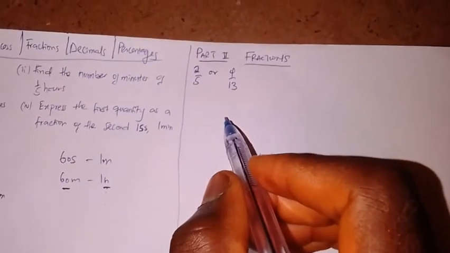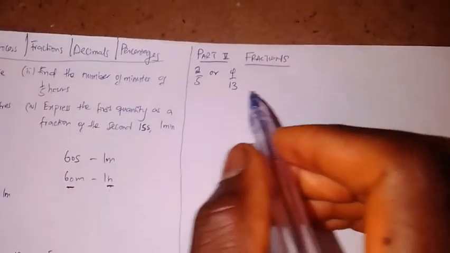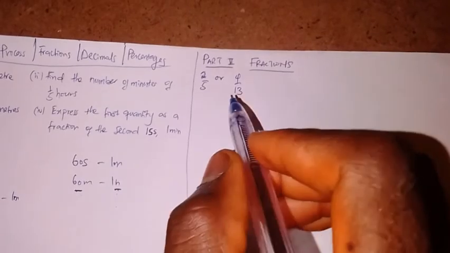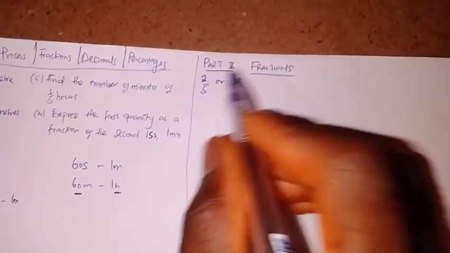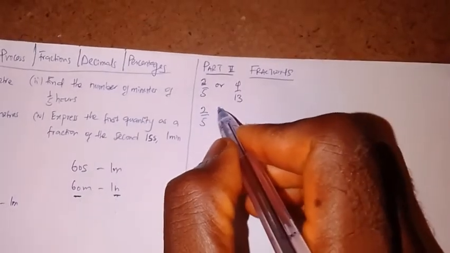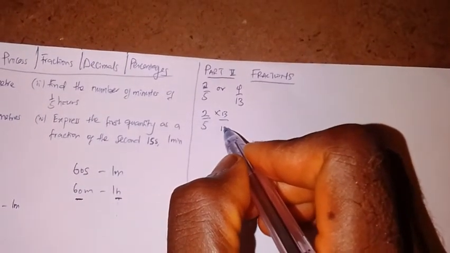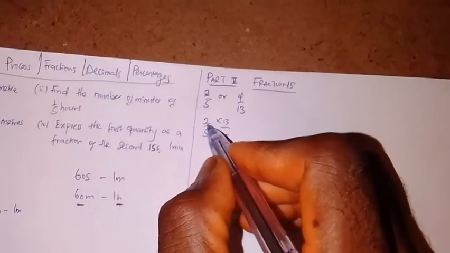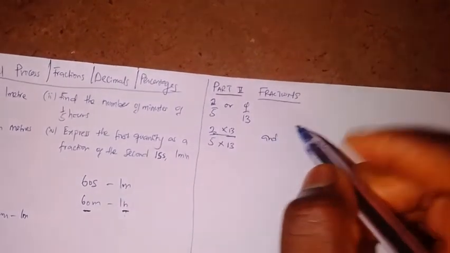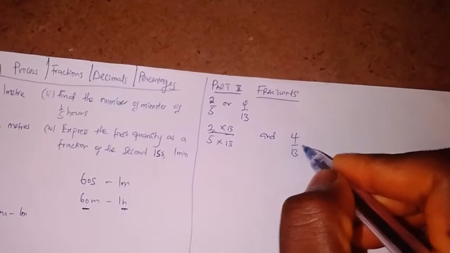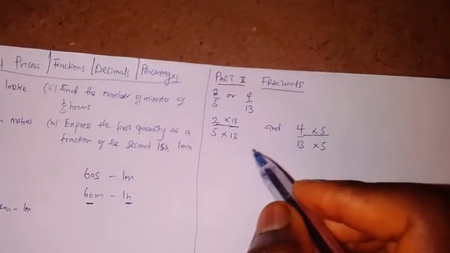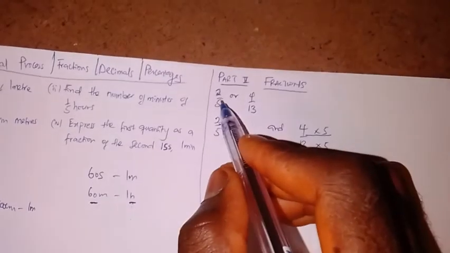Get the LCM. If they are more than 2, get the LCM. Then multiply the LCM by the different fractions. Something like, for this, 2 over 5 times 13 over 13, and also we're comparing it with 4 over 13 times 5 over 5. Or just use the calculator.